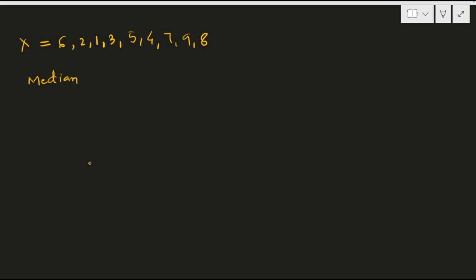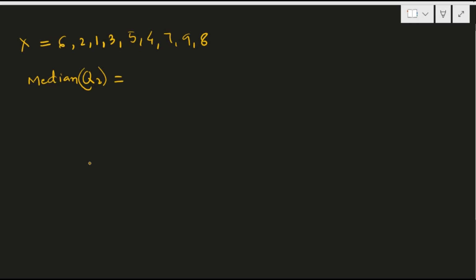Let us take one more example where we'll try to find the IQR. I'm considering these values: 6, 2, 1, 3, 5, 4, 7, 9, and 8. Now, with respect to the five number summary, the median in this case, it is nothing but quartile two, right?